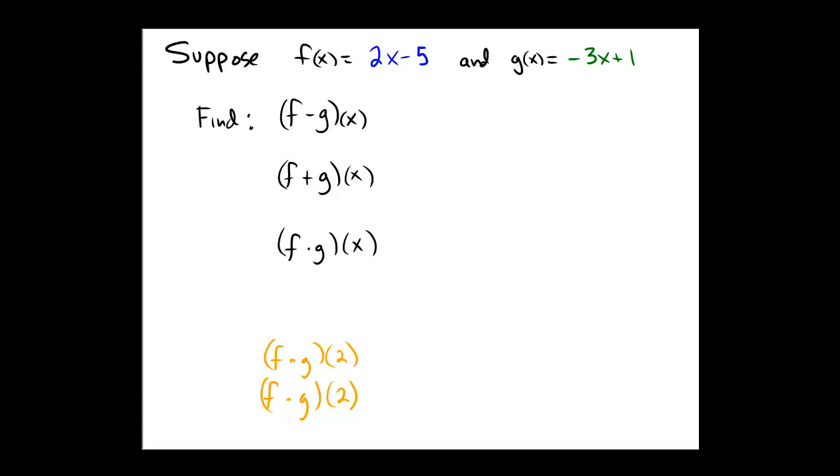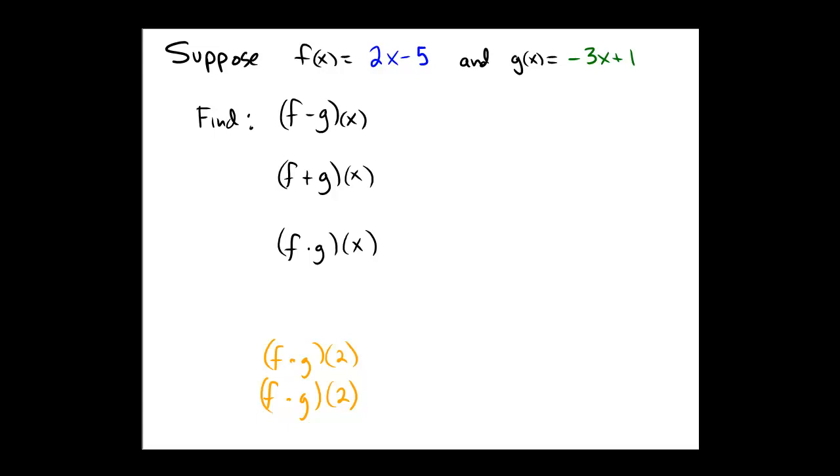Let's perform some operations on a couple functions here. Both of these functions happen to be linear, but could work for any kind of function. So we will let f of x equal 2x minus 5 and g of x equal negative 3x plus 1.